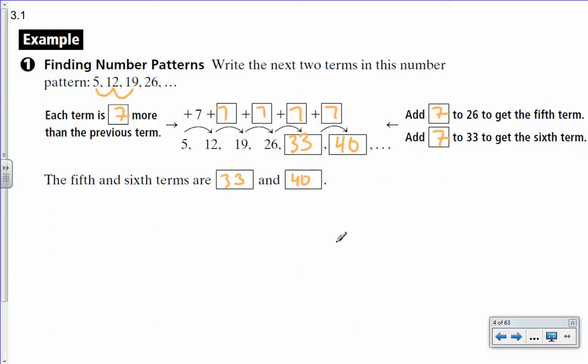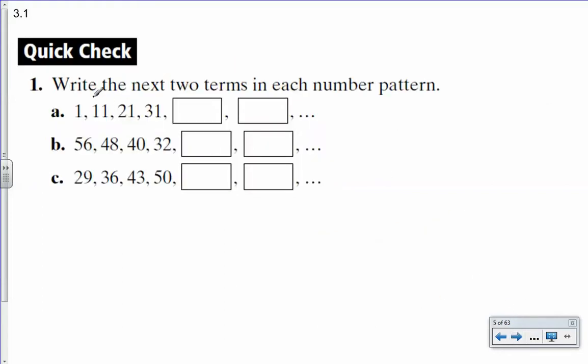Some things that we might need to know: if the terms in my pattern are going up, I can add or multiply. And if my terms are going down, I can subtract or divide. That might be something you need to keep in mind. Now you're going to hit pause and fill in the quick checks, and then I'll be back to check your answers with you. So go ahead and hit pause.